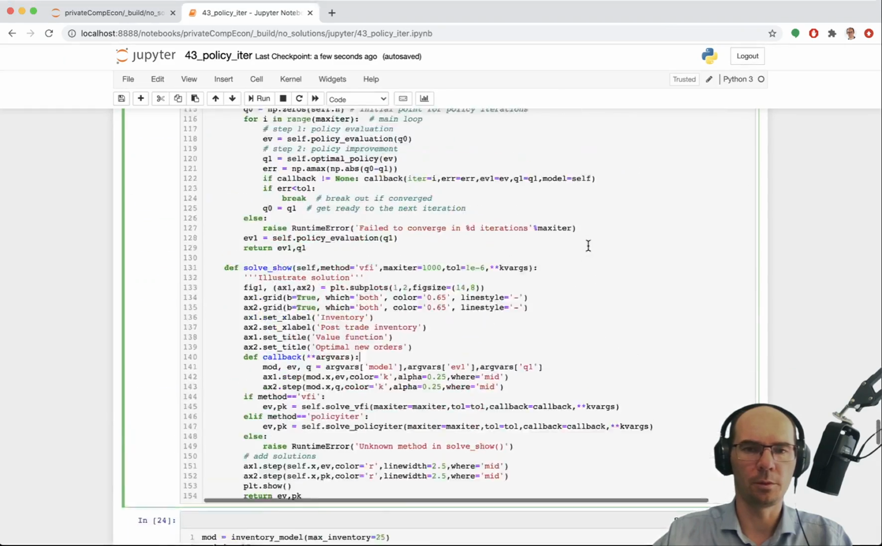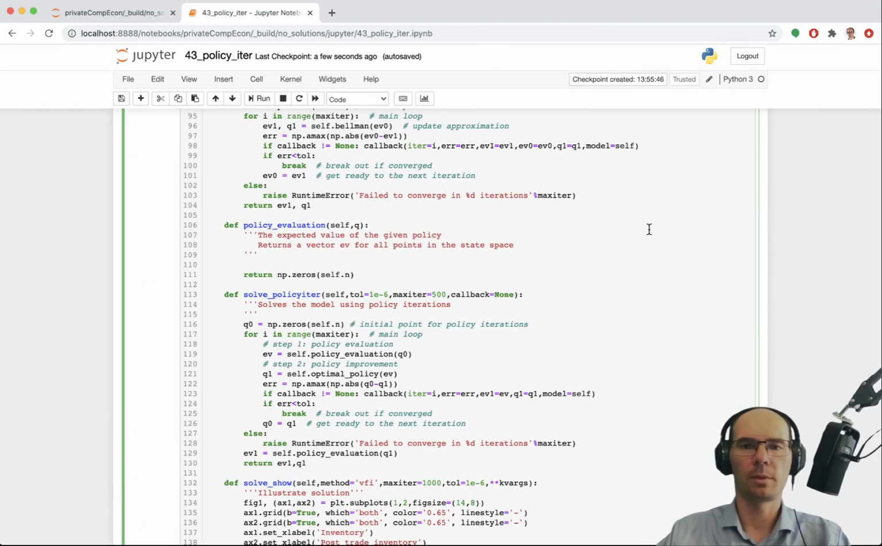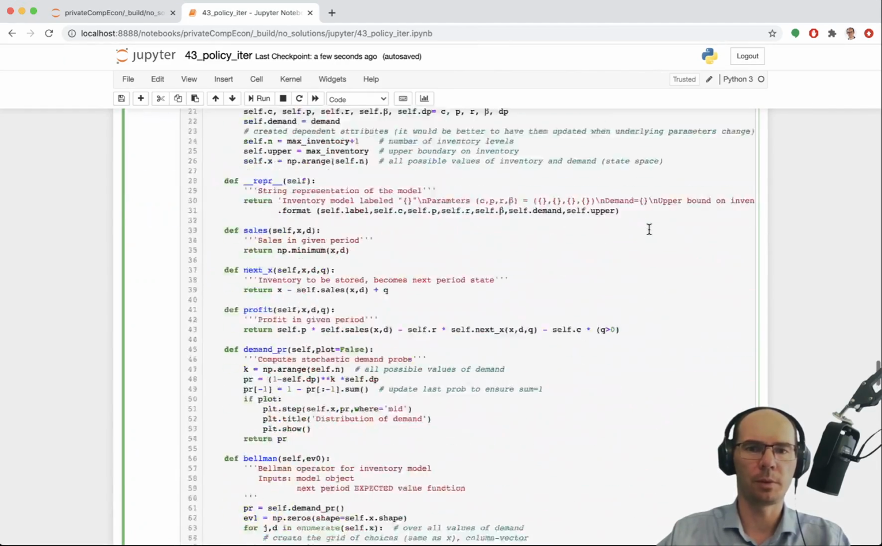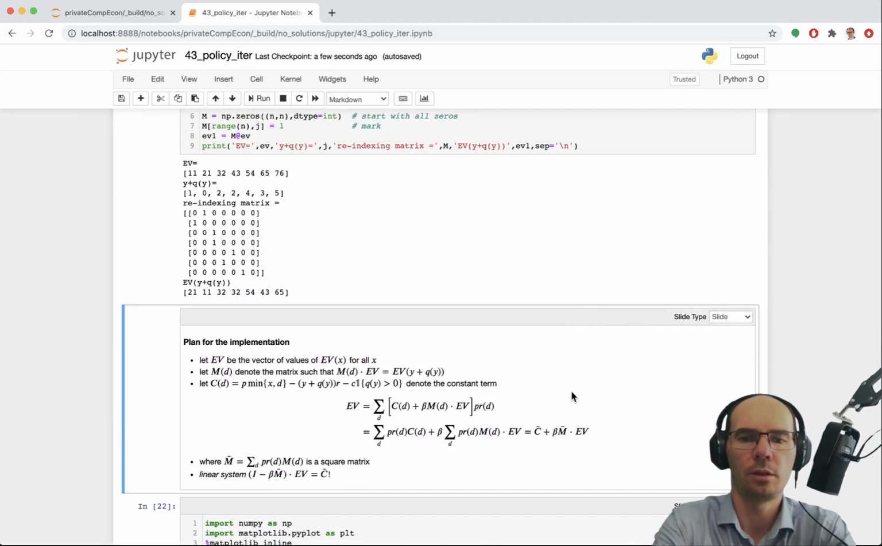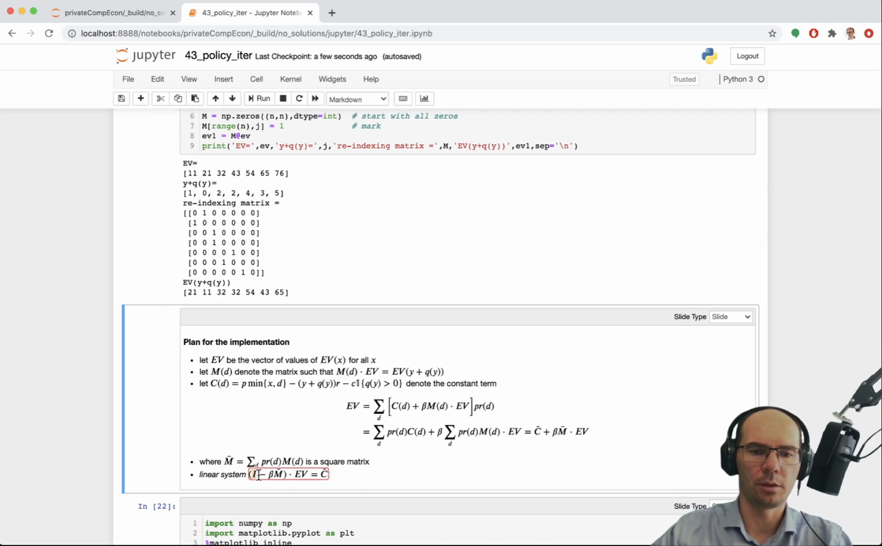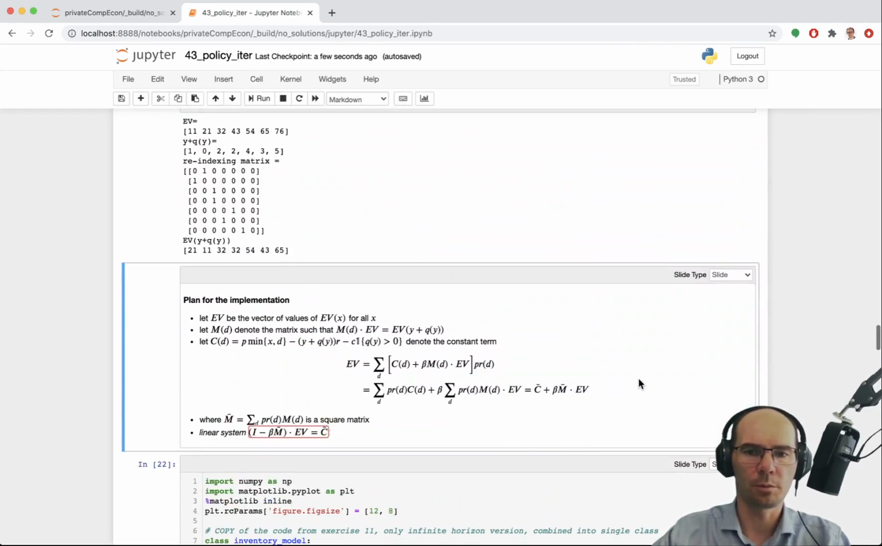Let's now implement the policy evaluation. So to do that, we have to go back to the formulas, right? So here's the plan for the implementation. We want to produce these matrices C bar and M bar, or better, this identity minus beta M bar, and then give it to the linear algebra solver to calculate the EVs. So let's start with that.